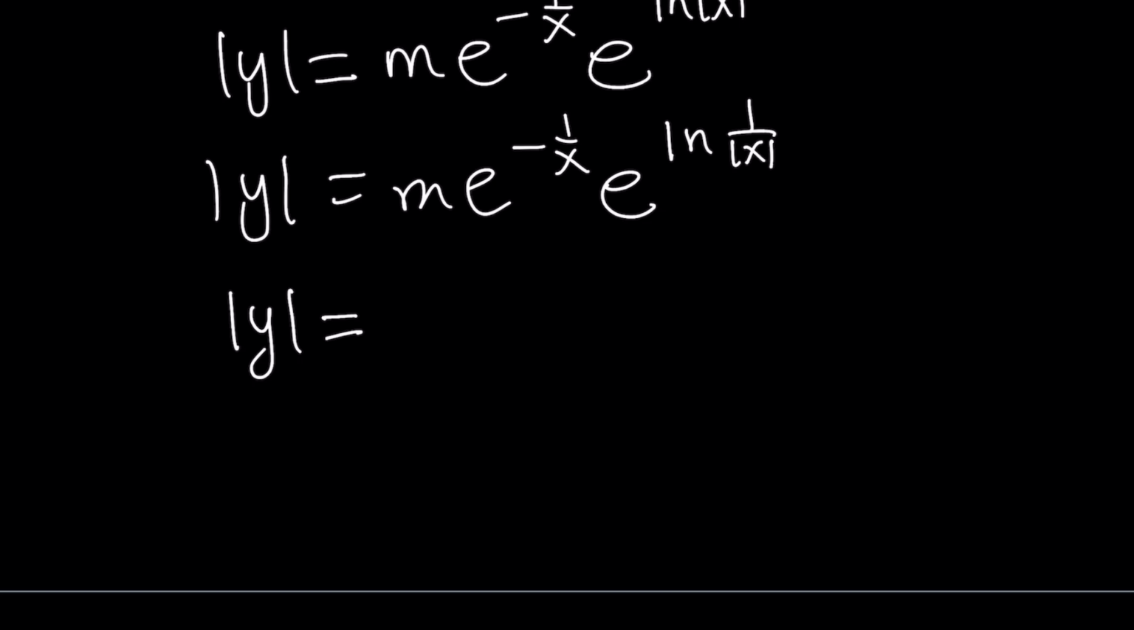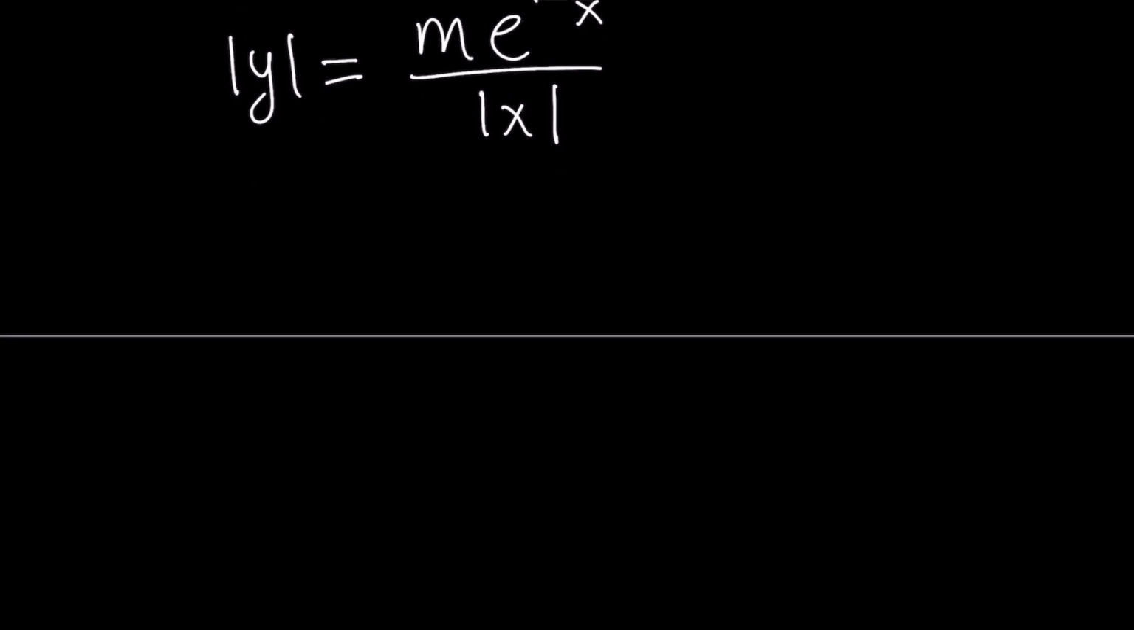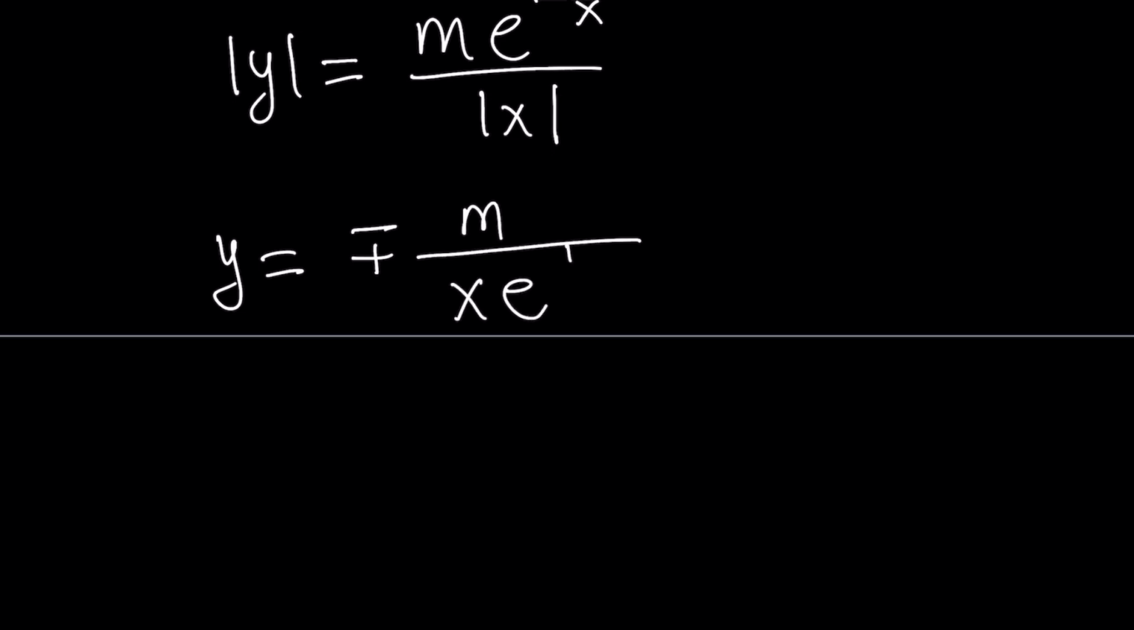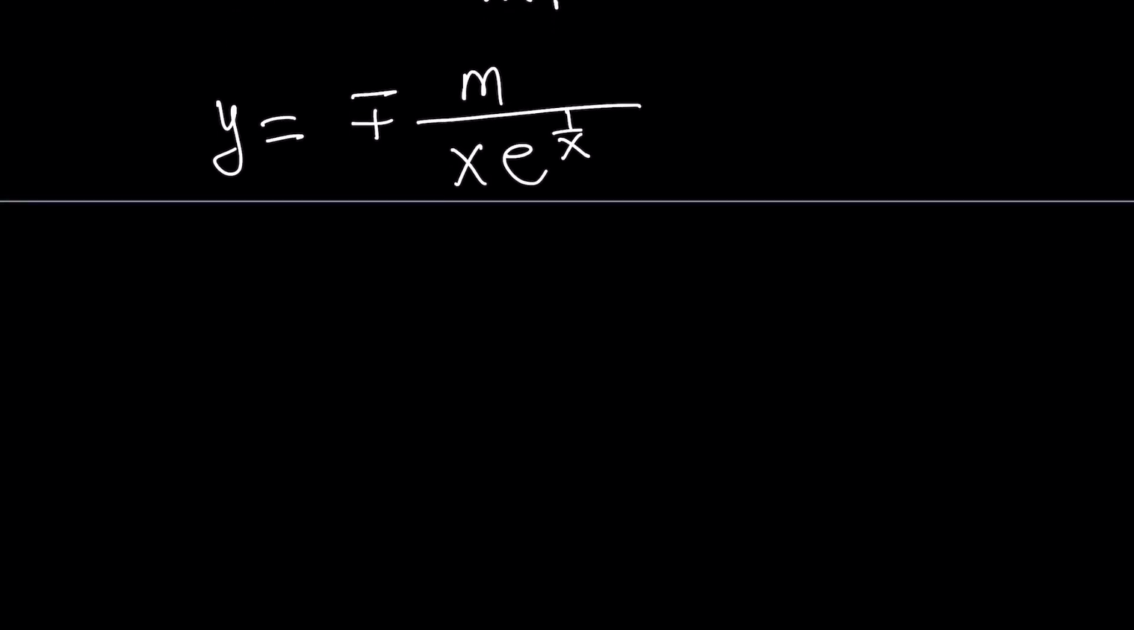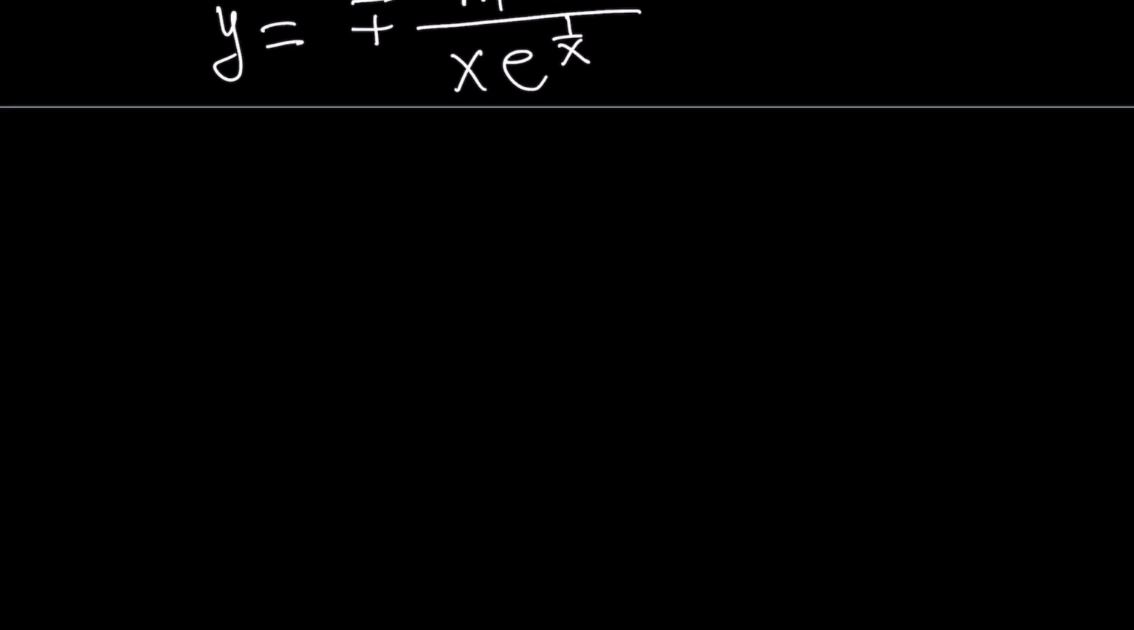So I can write it as m e to the power negative 1 over x divided by absolute value of x. And this just means that we can get rid of the absolute value by including the plus minus sign here, and then plus minus m. And obviously, I have a negative power, so I can also write it like this, right? I can put that at the bottom. But since m is an arbitrary constant, it doesn't matter if you use a plus minus sign, because m can be positive and negative and maybe also zero. I don't know, I didn't check if zero is a solution. It probably is, right? Okay, we can check that at the end.